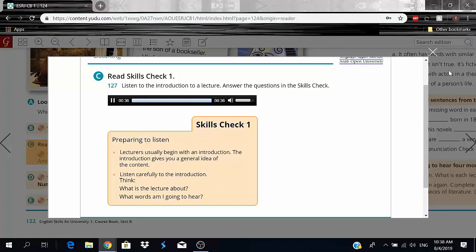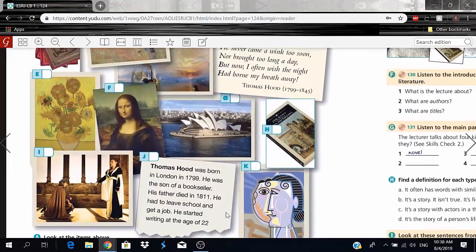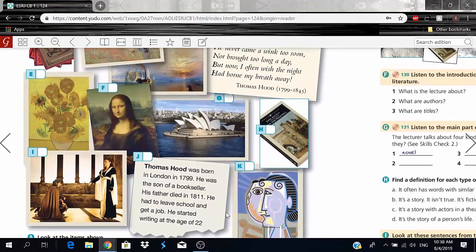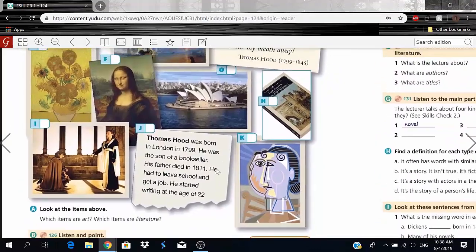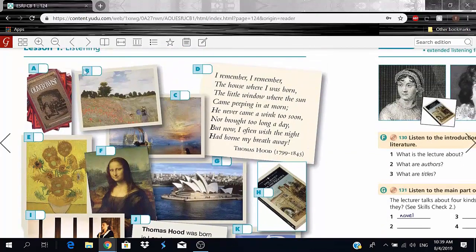Okay, simple enough. Now, let me go back here. I hope you get a brief idea. And now, you guys remember, he wanted us to differentiate art and literature. So here we have B, or actually A, I'm sorry. A is literature, okay? So what is literature exactly?